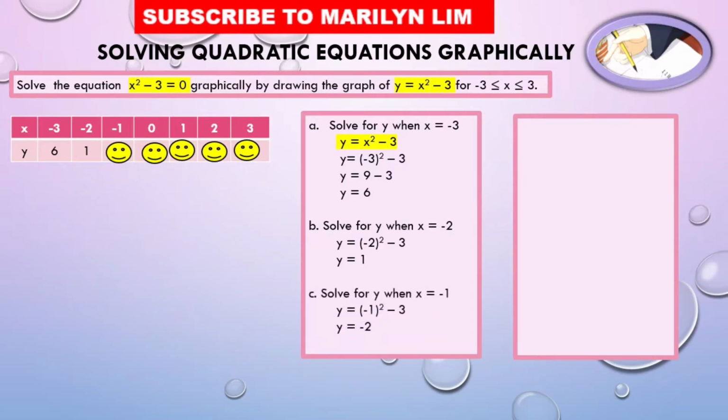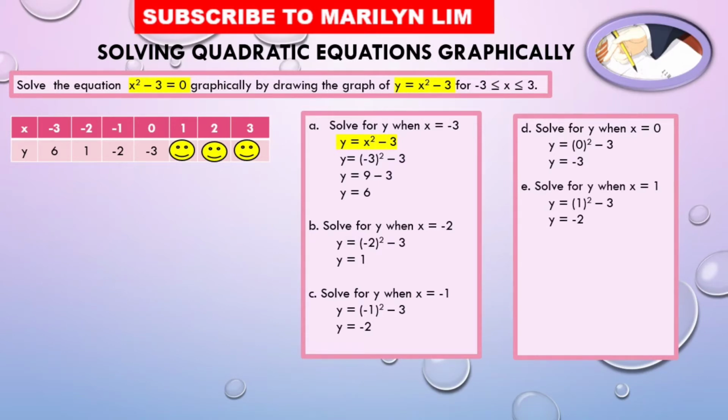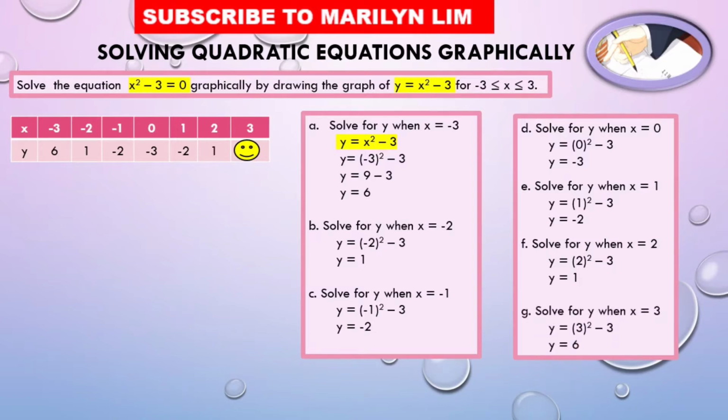The third one, solve for y when x is negative 1. Substitute the values and that will give you negative 2. And what if x is equal to 0? That's negative 3. And x is 1: 1 squared is 1, minus 3 is negative 2. And then when x is 2, 4 minus 3, that will be 1. And when x is 3, 9 minus 3, that will be 6.